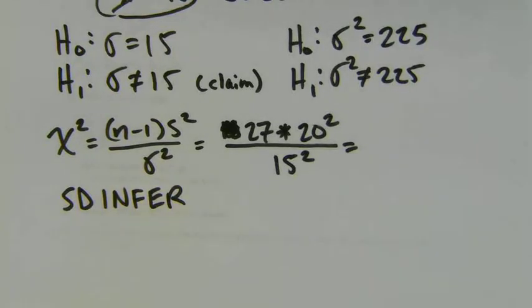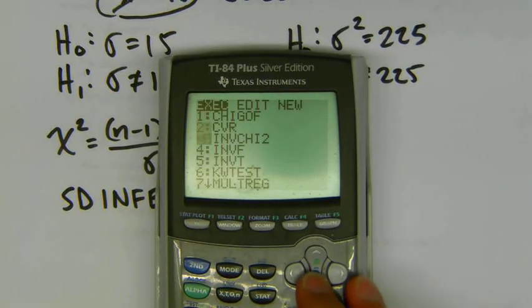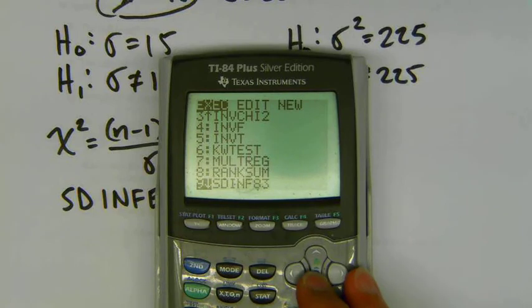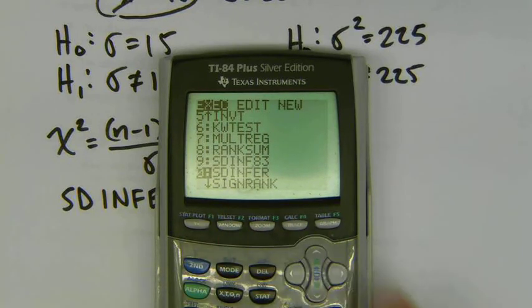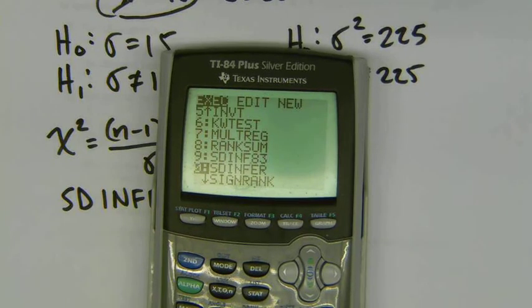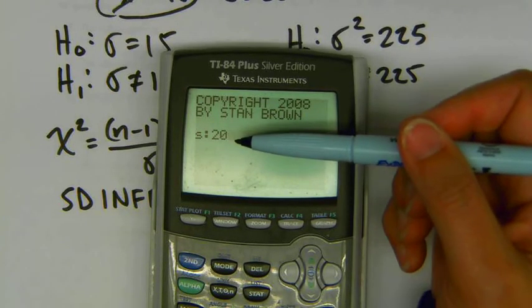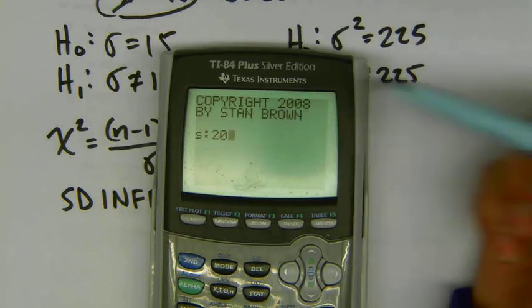So if you go into programs, and SD-infer, I have more programs probably than you guys have on here. SD-inference, if you're on the TI-83 older style, you have SD-infer 83. Enter to start the program. S would, now this again, be careful. If they give you the variance, make sure you put square root of whatever value that they had in here.